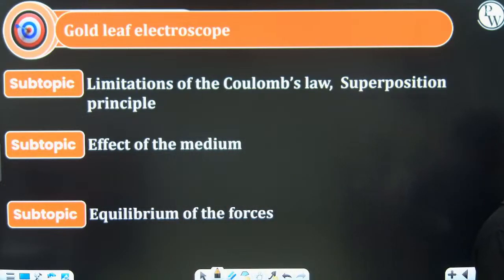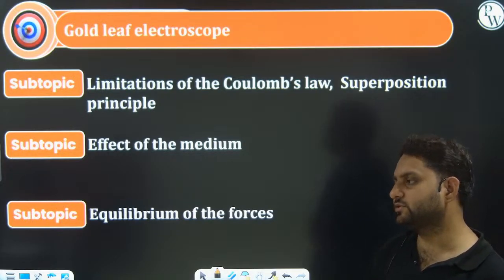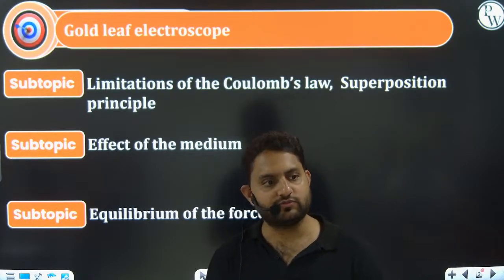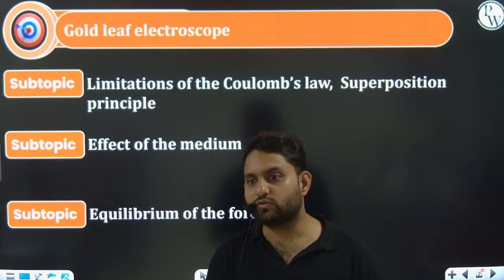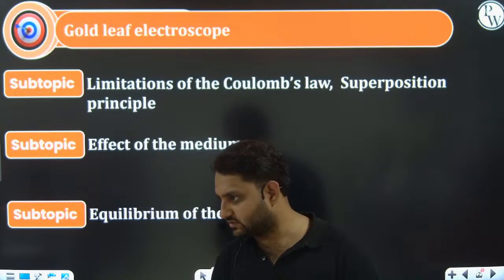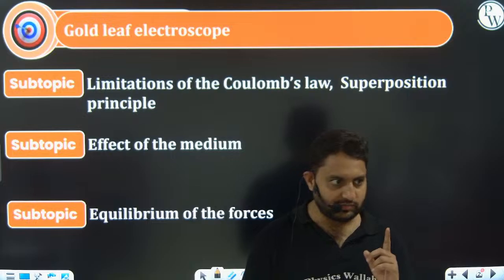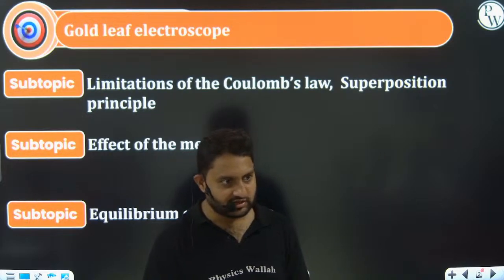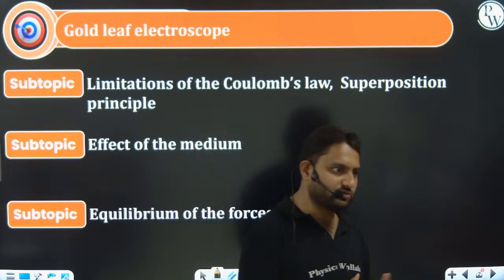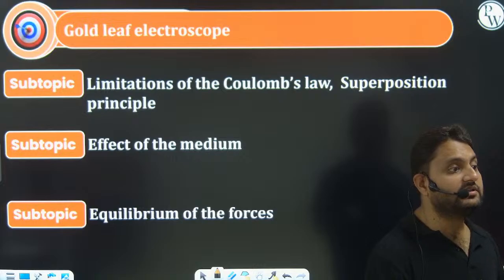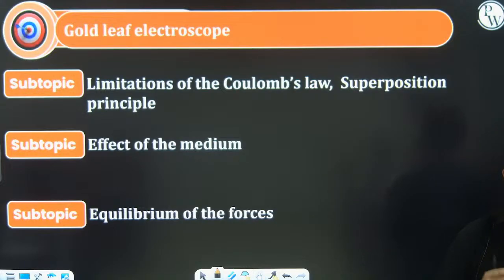Today we are going to study the limitations of Coulomb's law. Second, we will study the superposition principle. The superposition principle is used to find the electrostatic force due to many charges. One point charge, Coulomb's law tells us about. 2 point charges, Coulomb's law tells us. If there are many charges, how to calculate the force on a given charge? That is the method given by the superposition principle.